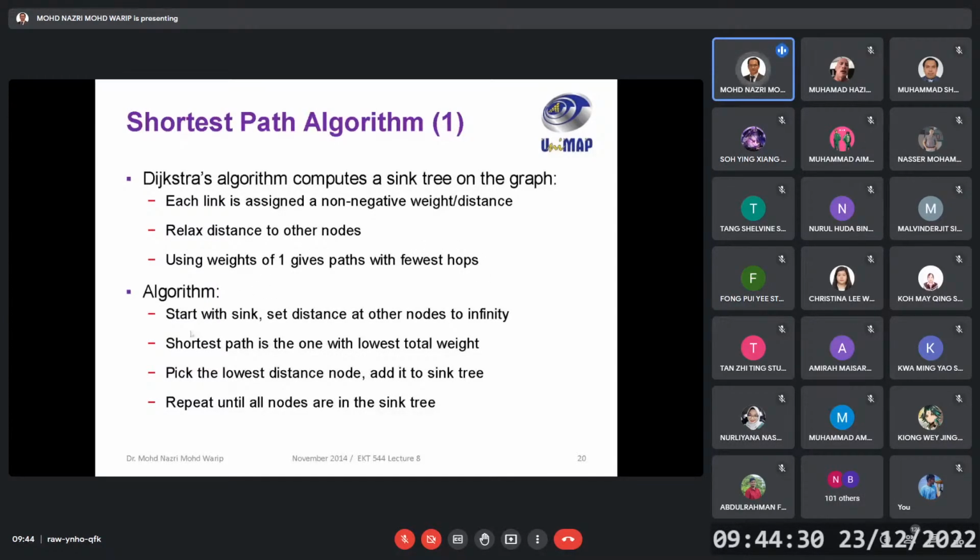What does the algorithm do? Start with sink. Sink means source lah. Set the distance of other nodes to infinity. Shortest path is the one with the lowest total weight. Weight means the cost lah. Pick the lowest distance node. Add it to the sink tree. So this is what happened inside the algorithm. Repeat until all nodes are in the sink tree. So this is how the algorithm works.